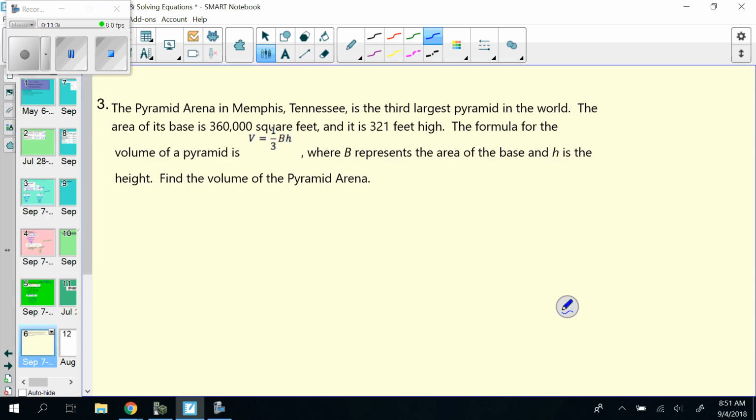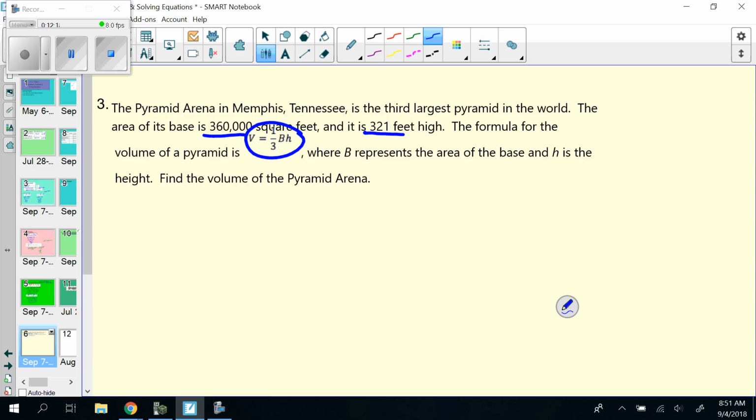All right, some word problems. When going through word problems, try to pick out the important information. If there's any formulas, make sure you see those, and then try to solve it out as best you can. So this one says the pyramid arena in Memphis is the third largest pyramid in the world. The area of its base is 360,000 square feet, and it is 321 feet high. It might be a good idea as you're going through to underline or circle the information you think is going to factor into the problem. The formula for the volume of a pyramid is volume equals 1/3 area of the base times height. Okay, so find the volume.